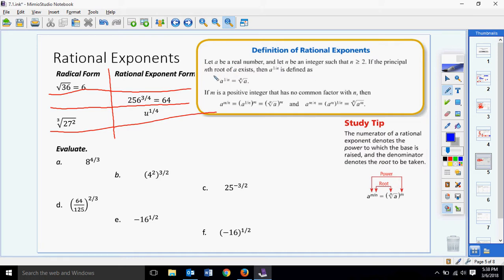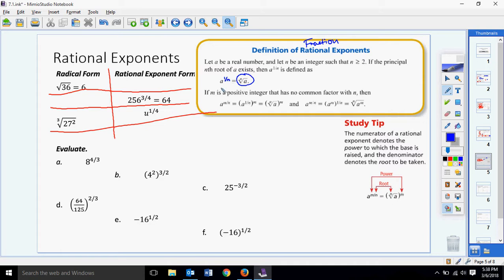Same thing going on. If I'm taking an nth root of radicand A, then I can write this root as a radicand with a rational exponent. Remember, rational just means fraction. So I'm writing my root as a fractional exponent. Notice in my exponent, I have 1 over n. N is the index in your root. So your denominator always is your index.